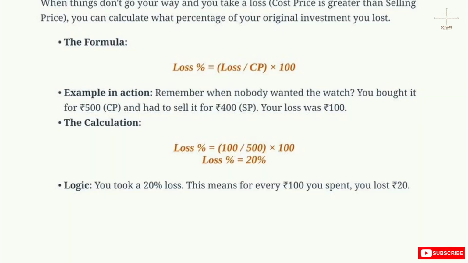Following the textbook steps, we take the 100 rupee loss and divide it by the original 500 rupee investment. Multiplying by 100 reveals that you took a 20% loss. This means that for every 100 rupees you originally spent, you lost 20 rupees of it.